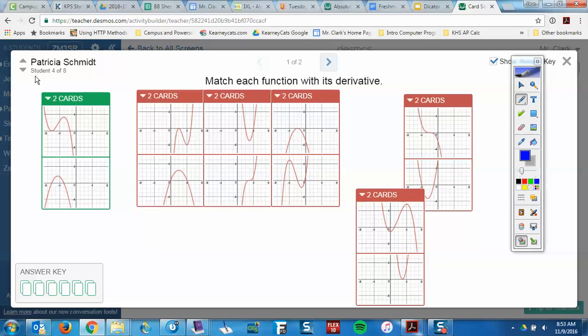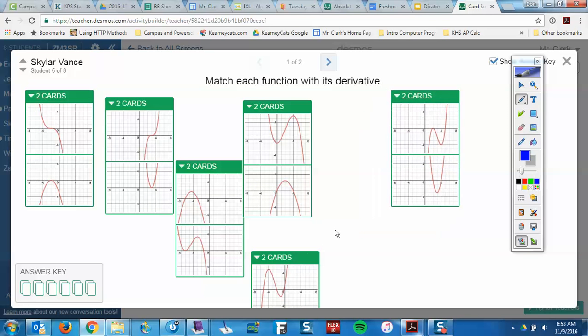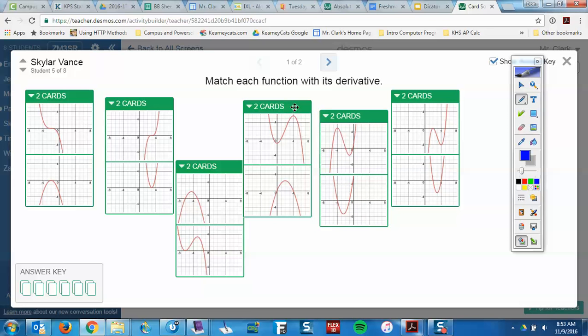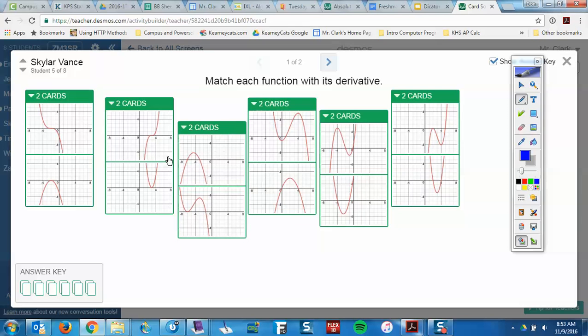Do the powers on that first one, the F graph, correlate to the power of the F prime graph? I don't know. Do we have to actually look at the numbers? You've got to pay attention this way especially, right?